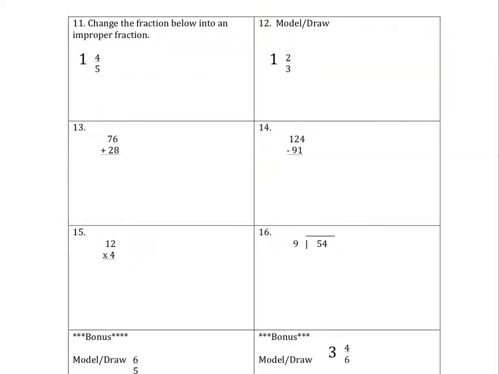Okay, flipping our sheet over, we start with number 11. This one says change the fraction below into an improper fraction. Improper tells us the bigger number is on top. Okay, again, we do 5 times 1 first. 5 times 1 equals 5. Then we add our numerator, which is plus 4, which gives us 9. So we have 9, and our bottom number stays the same, giving us 9/5.